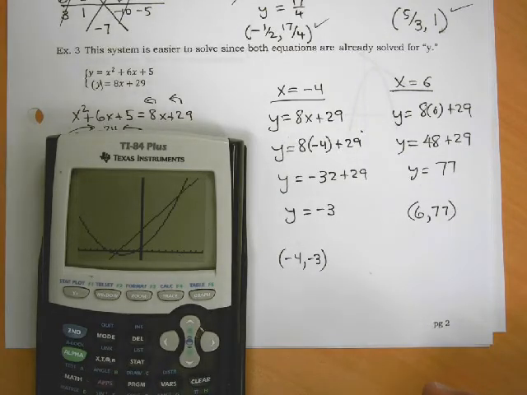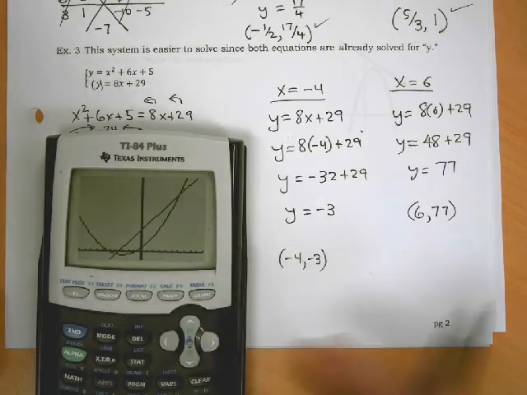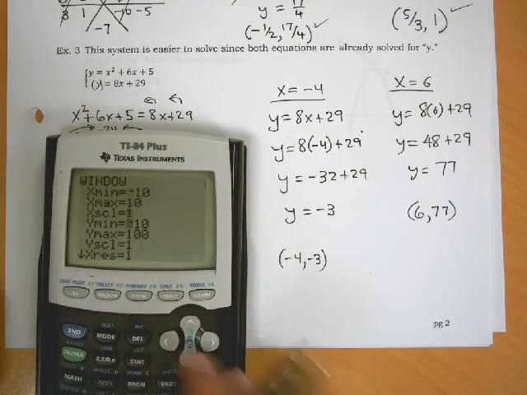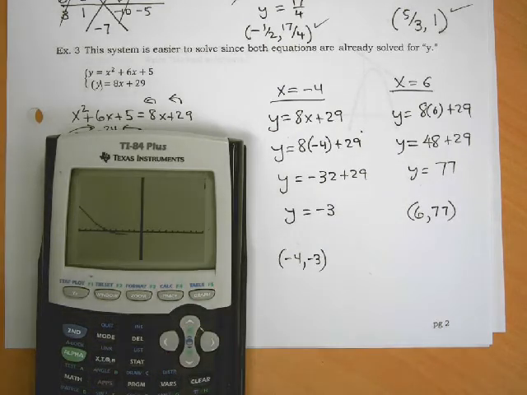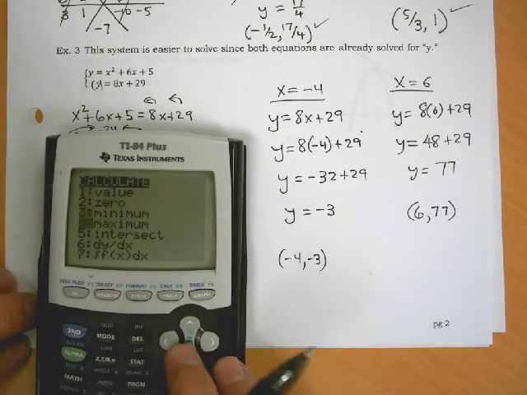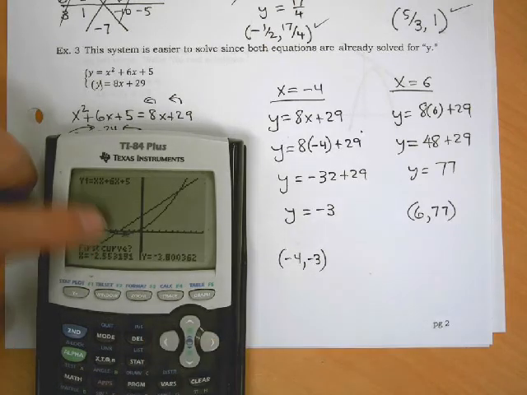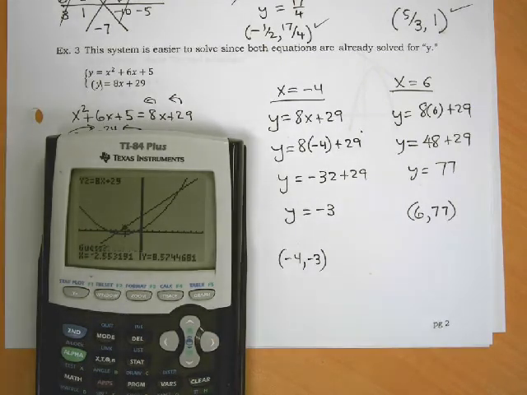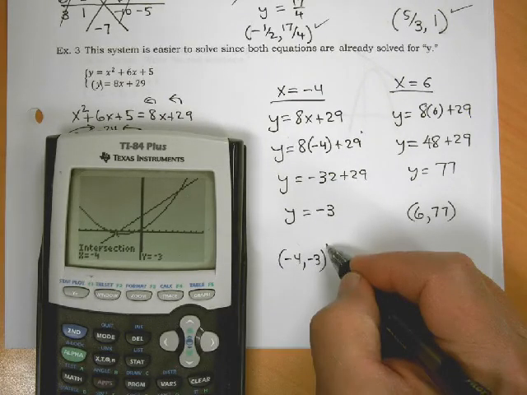Well, I can definitely see the two intersection points. I'm going to go down a little further to get this more up in the center of the screen. Window, let's go -50 on that one. Hit graph, here it comes. When it settles down, we're going to go second calc, choice 5, and scroll over near the answer you're looking for. We'll find the one on the left first. Hit enter 3 times. And -4, -3, this answer is right.